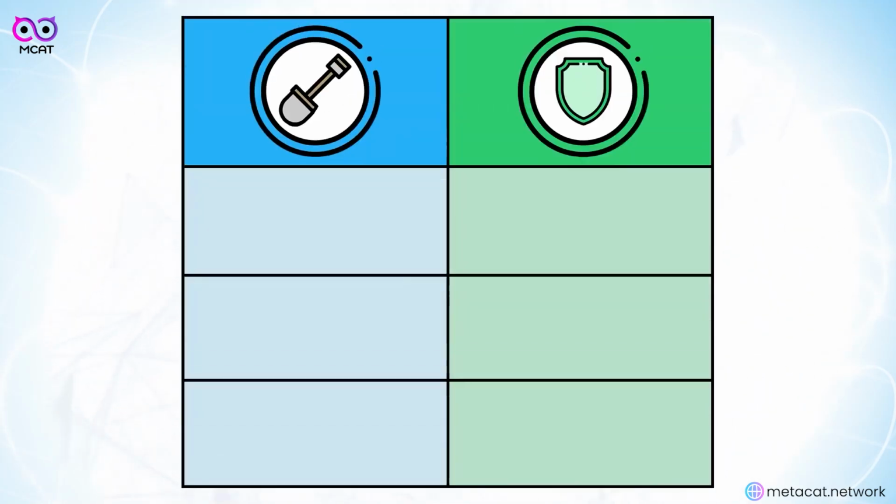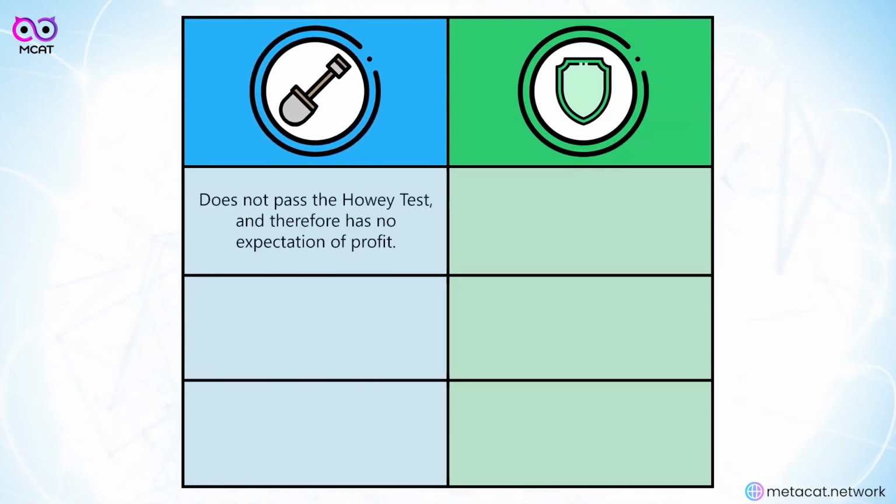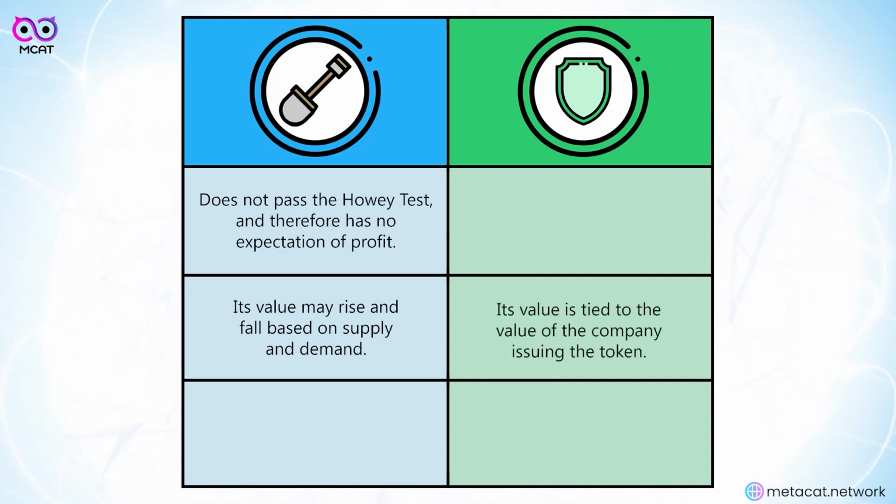In conclusion, a utility token is a token that does not meet the requirements of the Howey test and as such does not have any expectation of profit. Its value may rise and fall based on supply and demand, but its value cannot be tied in any way to the value of the company behind it. Because they are unregulated, they can be generated and sold freely, including by scammers, so be sure to exercise caution when buying.